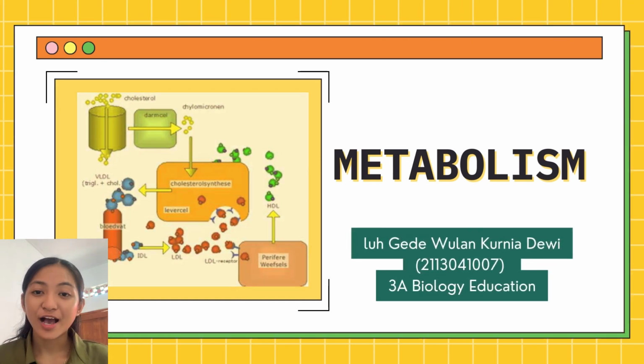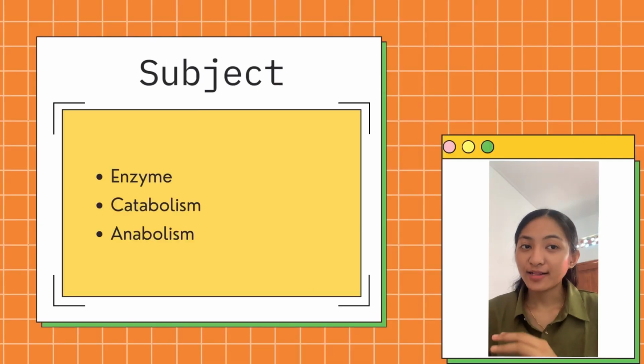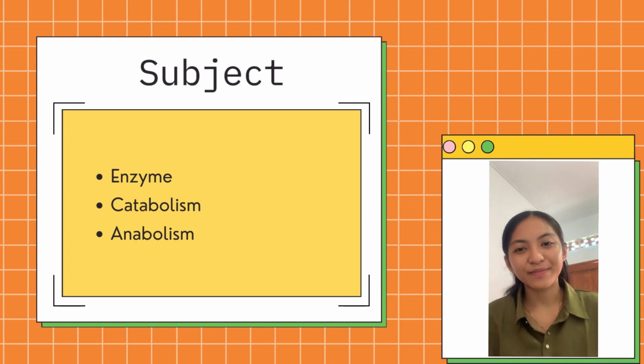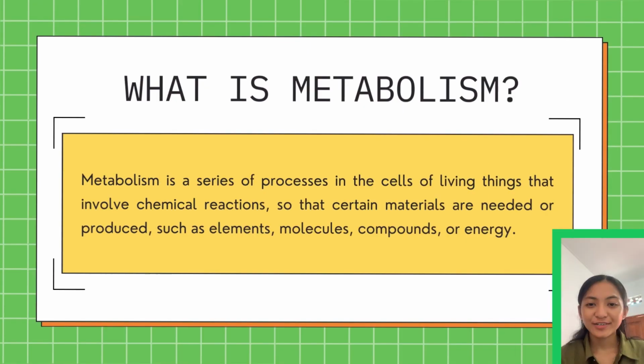In this video, I will explain about metabolism. Well, the subject matter this time is enzyme, catabolism, and anabolism. First, what is metabolism? Metabolism is a series of processes in the cell of living things that involve chemical reactions, so that certain materials are needed or produced, such as elements, molecules, compounds, or energy.